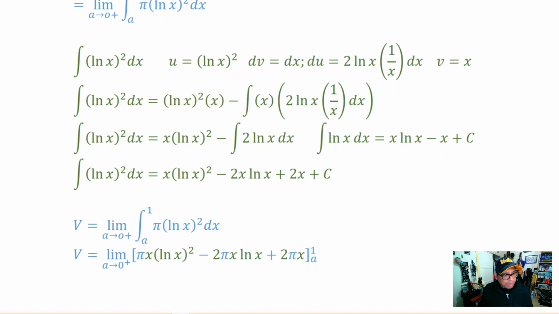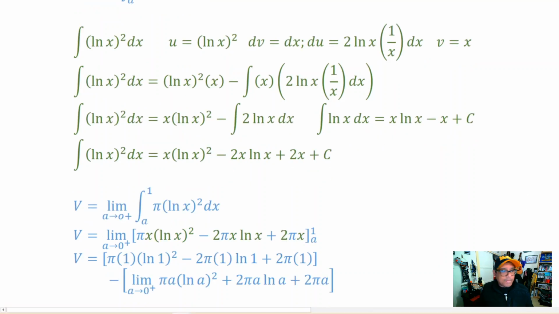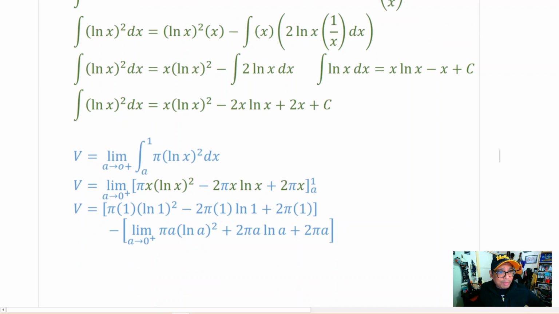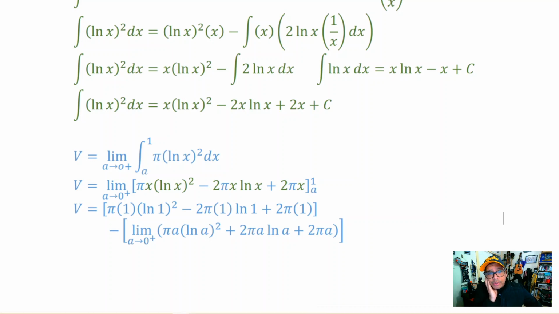Substituting our antiderivative here. And then next we will substitute our upper and lower limits. And isn't that a beautiful looking expression? We've got pi multiplied by 1 multiplied by the natural log of 1 squared, minus 2 pi times 1 times the natural log of 1, plus 2 pi times 1. And then we've got this limit as a approaches 0 from the right side of pi a log a squared plus 2 pi a log a plus 2a.